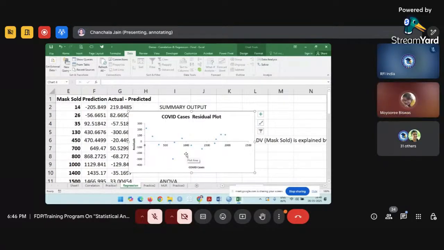Fine. Here we can see the sine curve. No, not sine. Fan, cone, etc. Not sine. Okay. Fine. Is it okay?